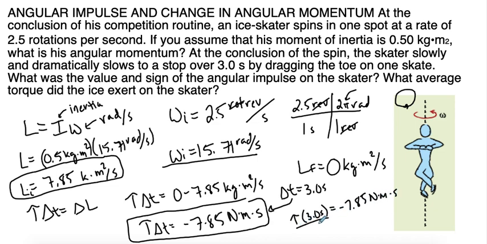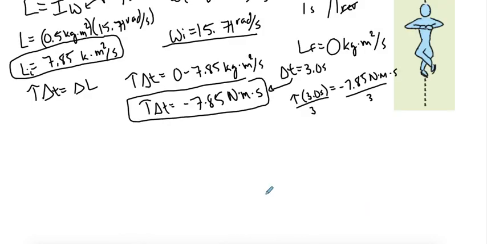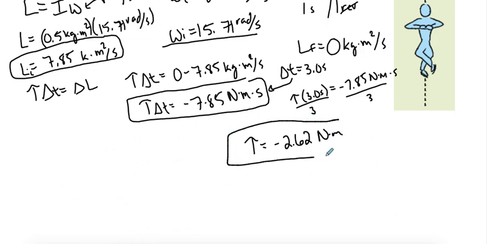So if we divide both sides by 3 seconds, then we get 2.62, and that will be a negative. So torque is going to be a negative 2.62 Newton meters, if we remember from torque before. So there's a negative 2.62 Newton meters exerted on the skater, which is causing that skater to come to a stop. Okay, so we related angular momentum with the angular impulse, which is time and torque, and we used the time that we were given to find the torque exerted on the skater to come to a stop.